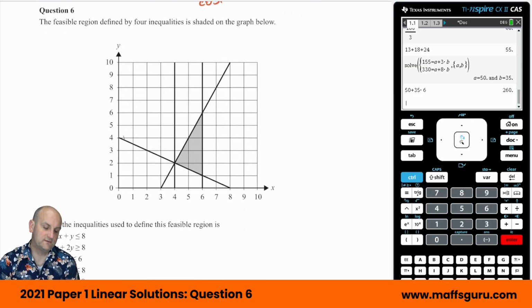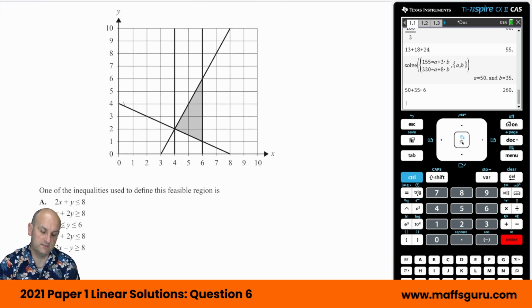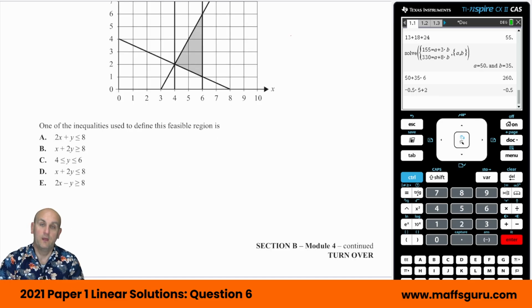The feasible region defined by 4 inequalities is shaded on the graph below. One of the inequalities used to define this feasible region is... We can discount this one straight away, the reason being we've got 2 vertical lines. They're not y equals lines, they're x equals lines. So those 2 lines would actually be 4 is less than or equal to x is less than or equal to 6. So that's no good.